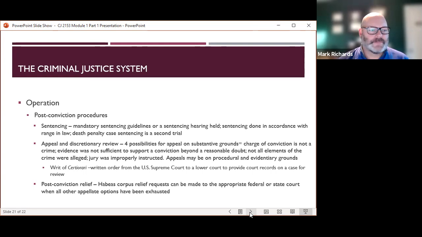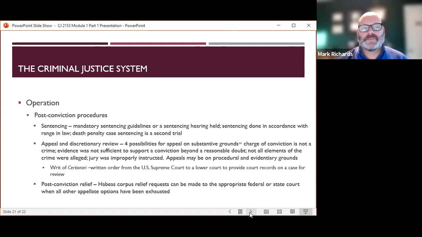Another post-conviction procedure is the appeal or discretionary review. There are 4 possibilities for appeal on substantive grounds. These are: the charge of conviction is not a crime, the evidence was not sufficient to support a conviction beyond a reasonable doubt, not all elements of the crime are alleged, or that the jury was improperly instructed. Appeals may be undertaken on procedural or evidentiary grounds. A writ of certiorari is a written order from the U.S. Supreme Court to a lower court for that lower court to provide records on a case for review.